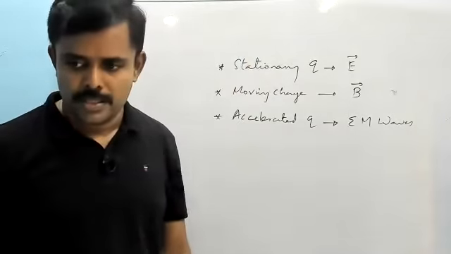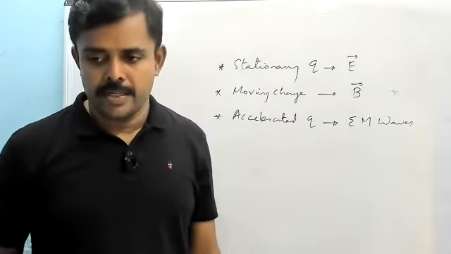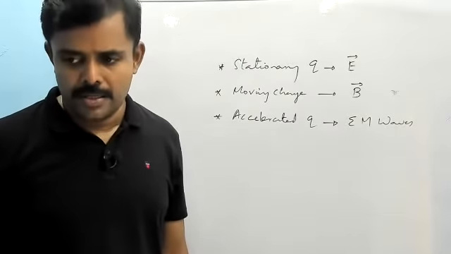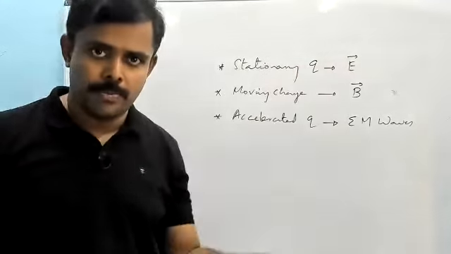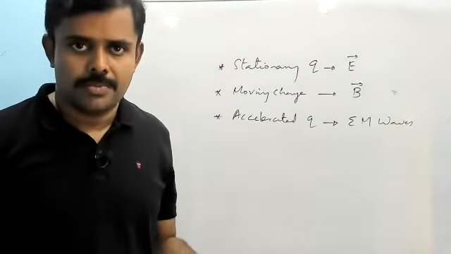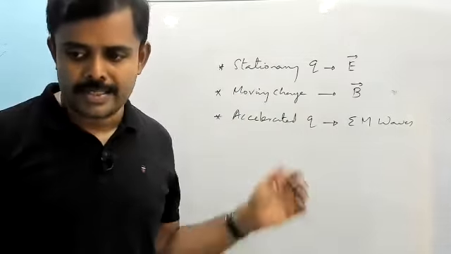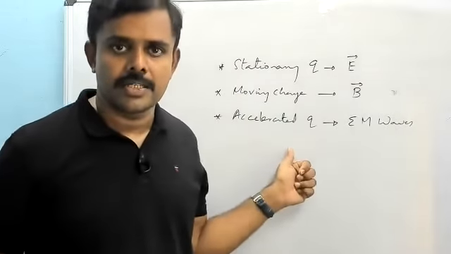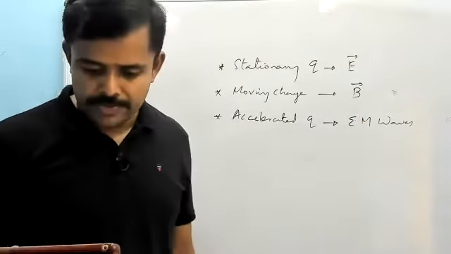Bohr's postulates. Check it out. Why did Rutherford's theory fail? Because it's a circular path. The particle is moving in an orbit and it loses energy because it is continuously emitting waves. That time I told you, accelerated charge always emits electromagnetic wave.